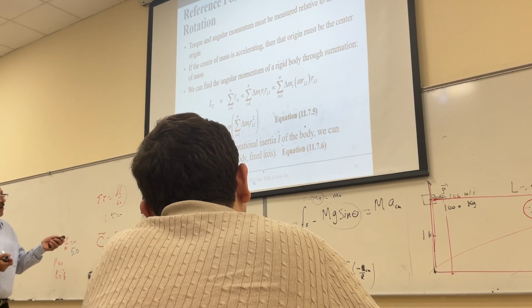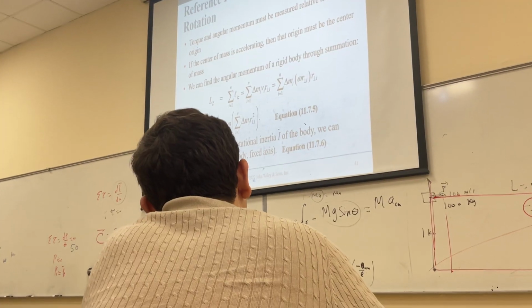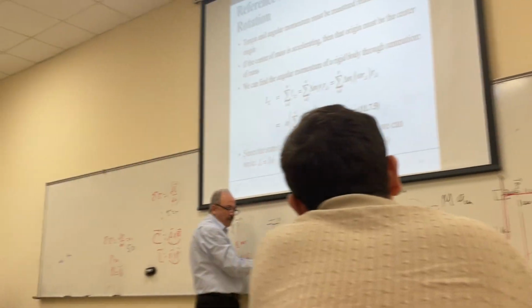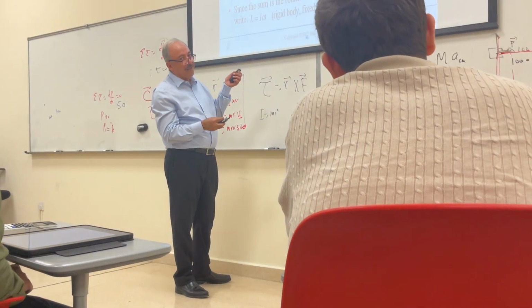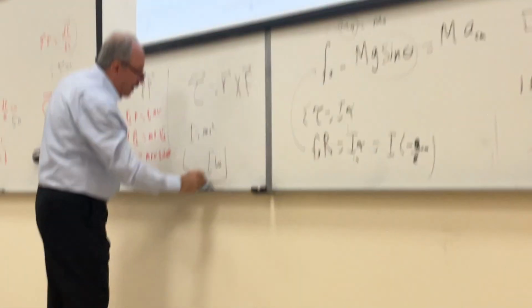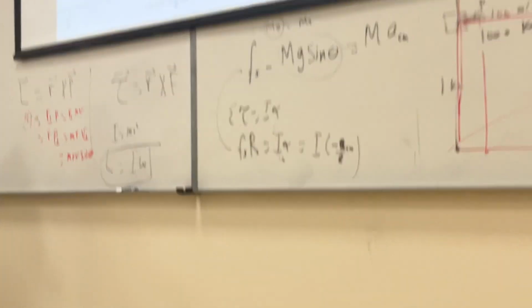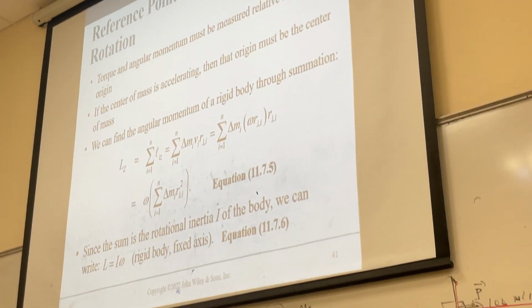What's this here between the brackets? In the quiz, you had the moment of inertia for a particle, m r squared. Now instead of m, you have delta m. So this is I, isn't it? This is I for the whole object. So L for that is equal to I omega for the rigid body, where omega is the angular speed and L is the angular momentum.